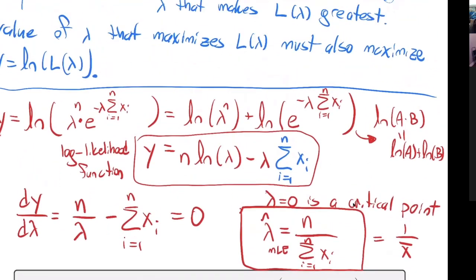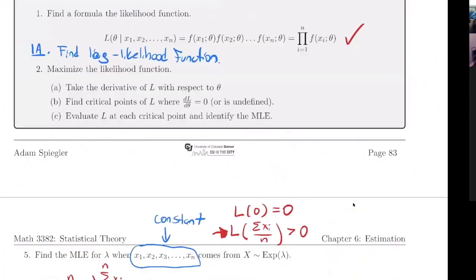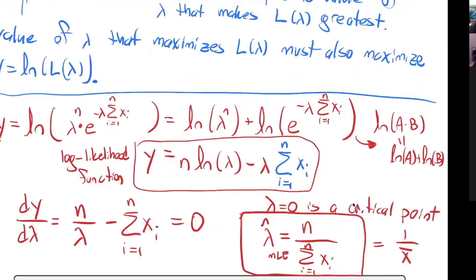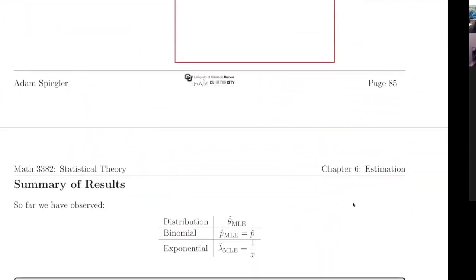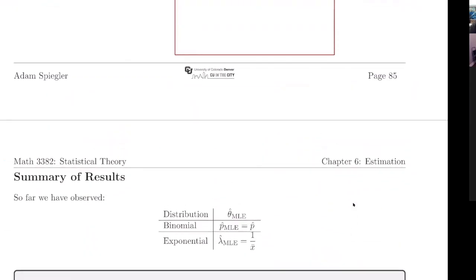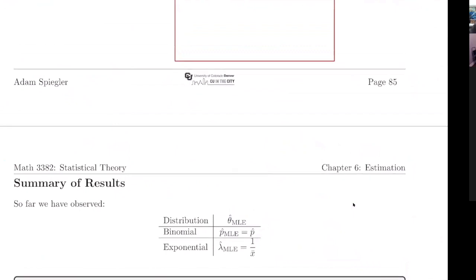So those were 2 examples. We did an exponential one, and we did a binomial one. And I just want to summarize those 2 things, and that is, the results that we're getting are results that make sense. That's usually a good thing in mathematics. You don't want to do a whole bunch of fancy analysis and then get results that don't make sense in the end.